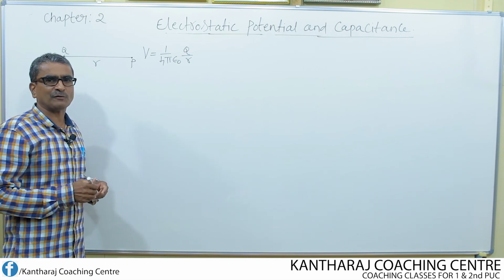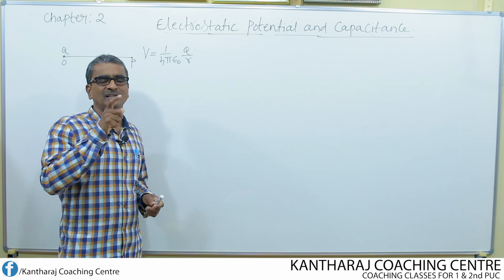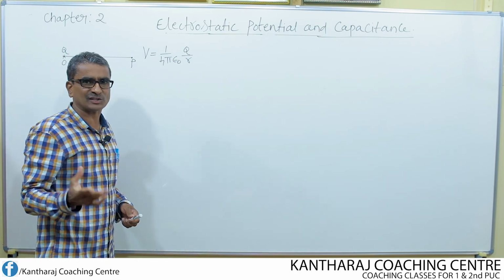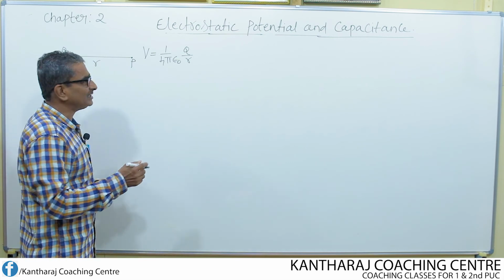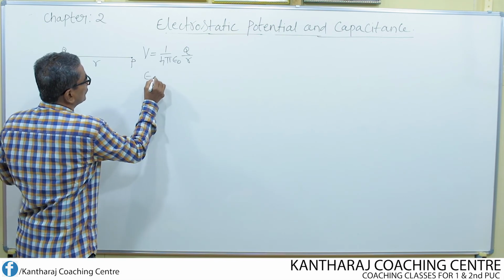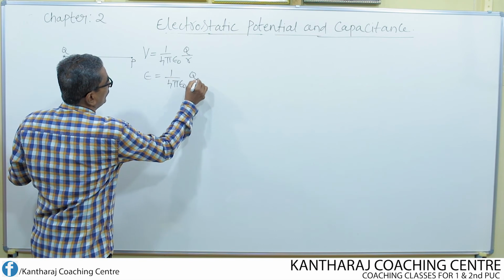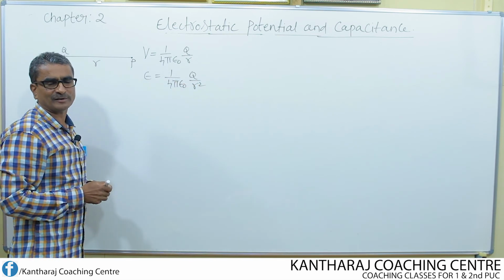Remember, electric field is a vector quantity whereas electric potential is a scalar quantity. This potential has no direction whereas electric field has a direction. What is the expression for electric field at the point P due to the same charge Q? E equal to 1 over 4 pi epsilon naught Q, only difference is R square. Instead of R, we write R square.